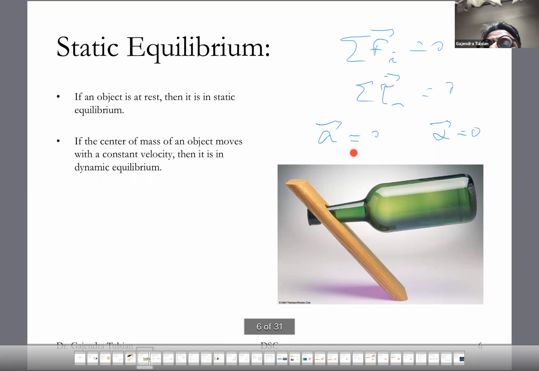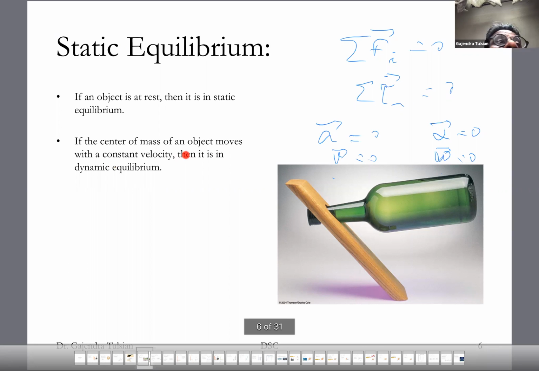Okay, so what we want is the velocity to be zero as well, and angular velocity to be zero as well. Okay, and when these two are zero, then the object is in static equilibrium. So if an object is at rest, then it's in static equilibrium. If the center of mass of the object moves with constant velocity, then it's in dynamic equilibrium.